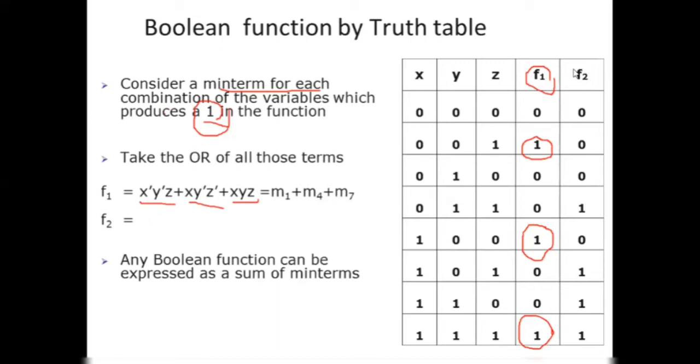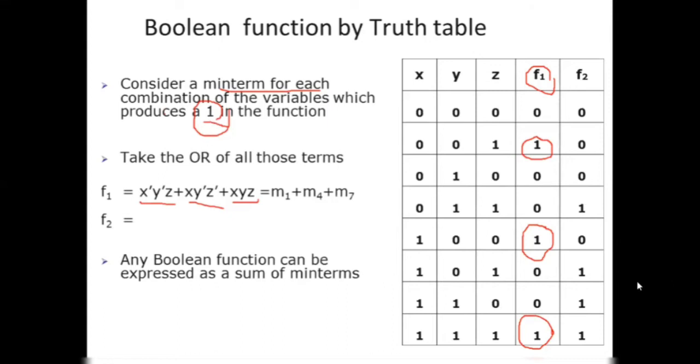Similarly, there's an exercise for you. You have to consider f2 and write down the corresponding function using min terms. Here you have how many variables? How many corresponding min terms do you have to write? 1, 2, 3, 4. When you're writing the function with min terms, you have to consider ones.